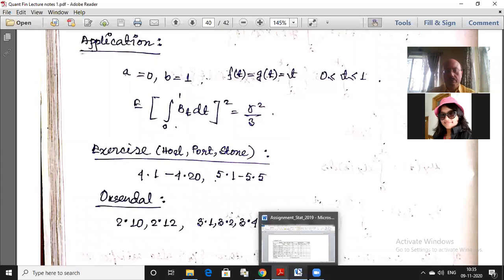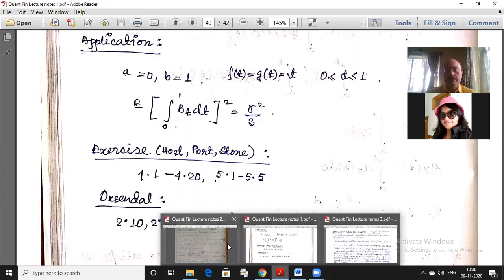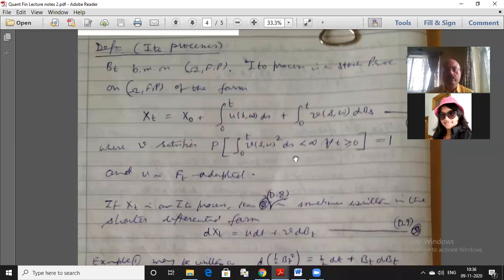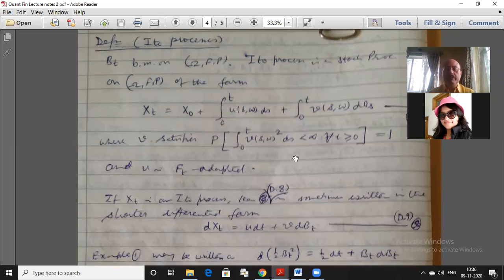Okay, so now let me resume our discussion from last week. We were talking about the Ito process. So now can you see the other PDF? This is slightly dark, so I don't know how visible it is. Is it okay? Yes, sir, it is okay.